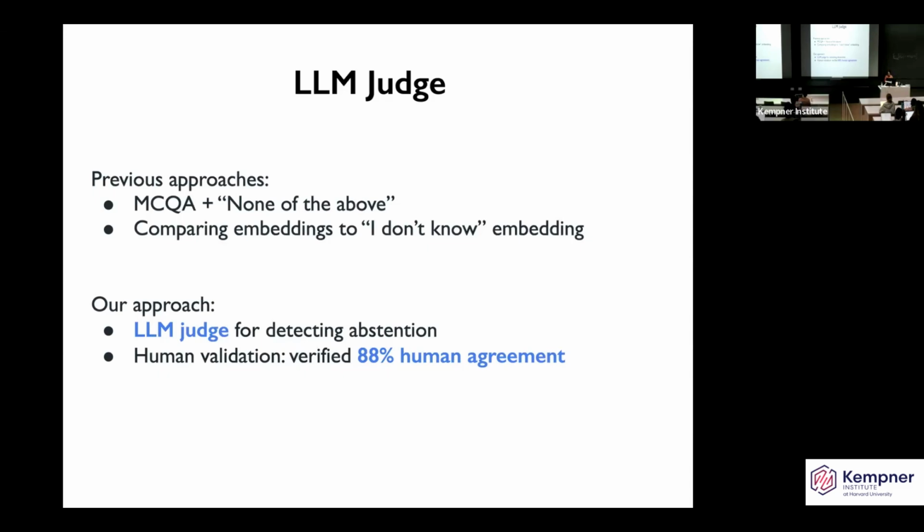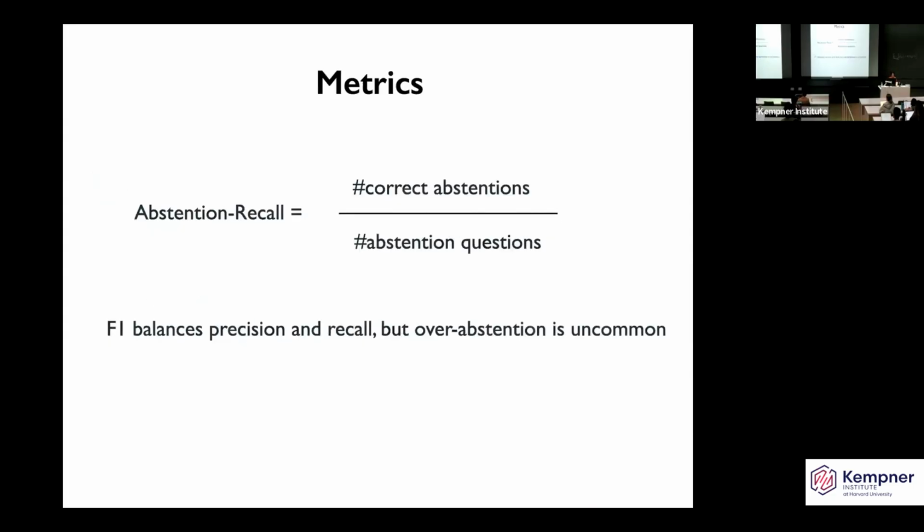And, you know, we see that our LLM judge has about 88% human agreement. So it could be better. There are maybe some better things we could do, but it looks sort of okay so far. Okay, so now given this setup, how do we measure abstention?